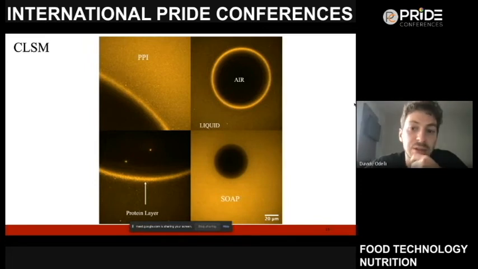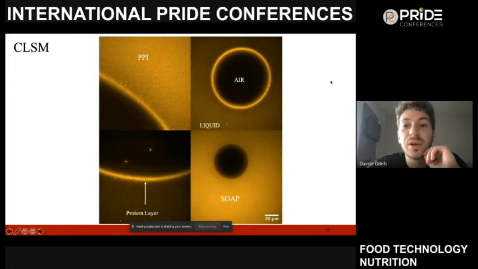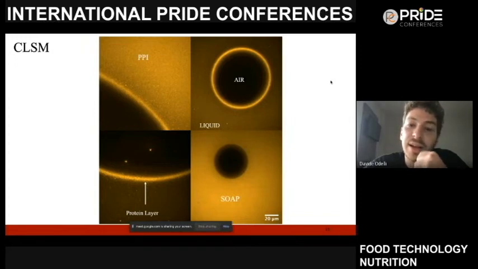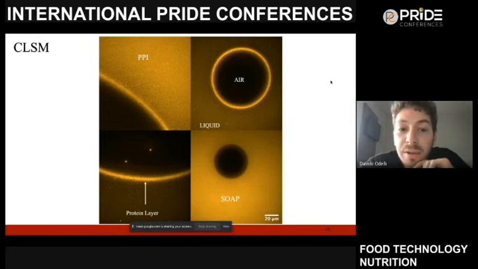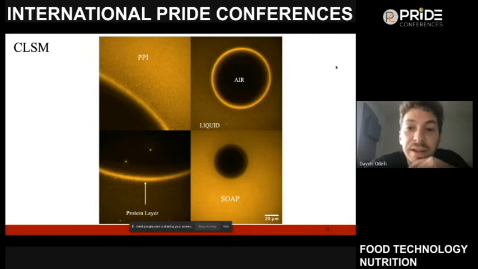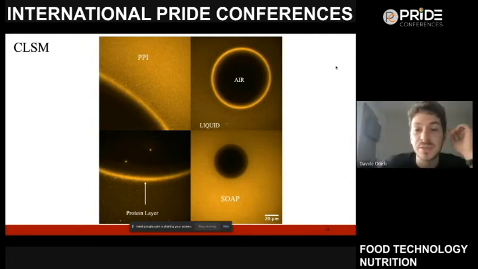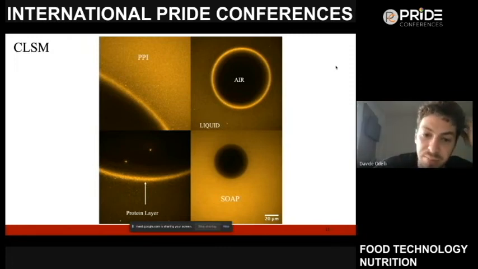Now, at last, the foams were visualized by confocal laser scanning microscopy to evaluate the foam microstructure, and movies of all the foams were recorded, like this one, where we can see the two phases, the air and the liquid, and the protein layer. The proteins here were labeled with rhodamine B, and here we can see clearly the fluorescent layer around each air bubble that is responsible for the stabilization of the overall system.